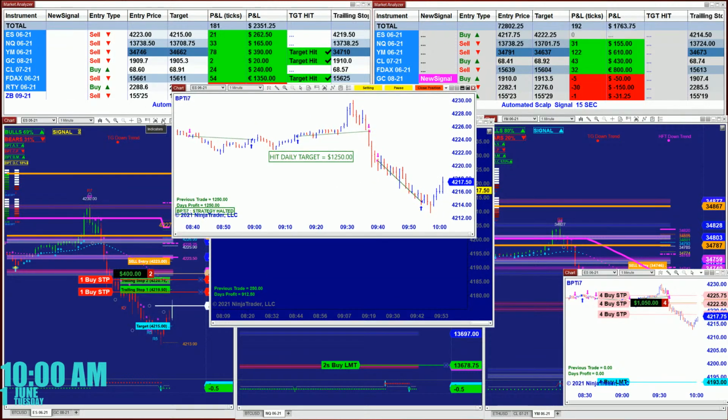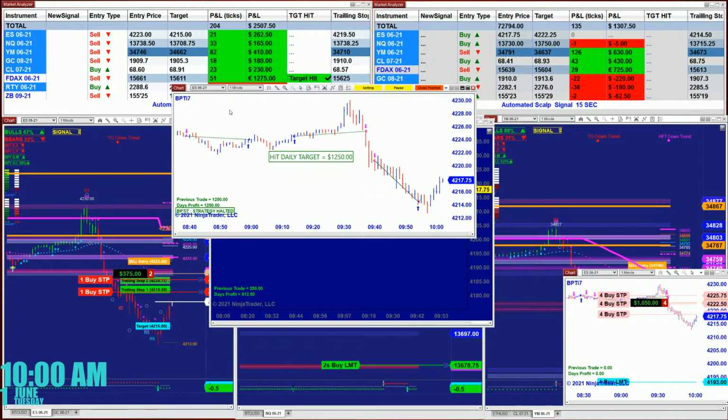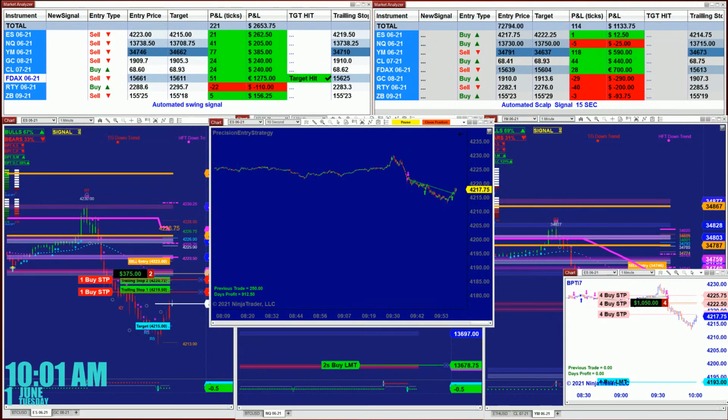Gorgeous trade, beautiful entry, and this one here nailed 1250. The first trade was a little after 9:30, and it was done. I'm not going to mess with it. I'm going to leave it alone. The market did go wild.